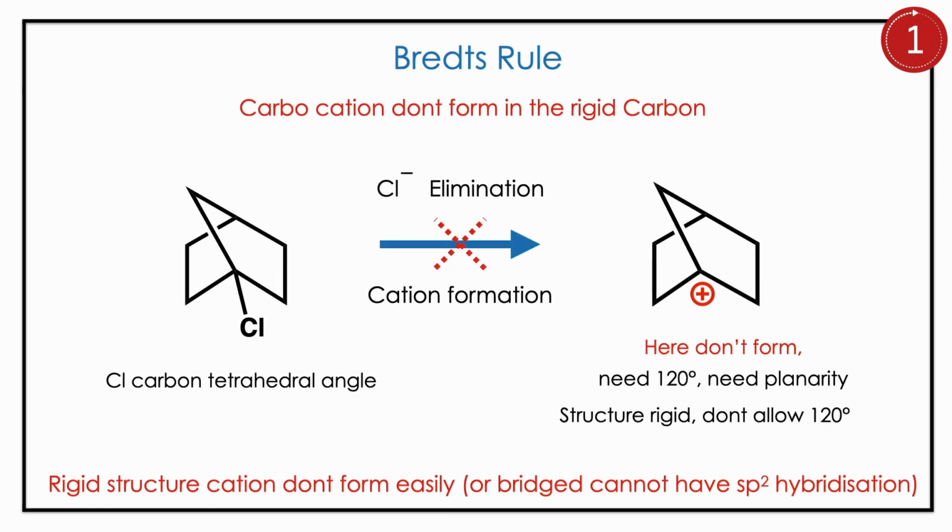Here I have given a bicyclo compound. There is a chance of forming a cation. The problem is the rigid structure, because the hybridization changes from sp3 to sp2. It needs 120 degrees. Because chlorine is eliminated as Cl minus, a cation should form. The cation needs 120 degrees and planarity. Here the cation never forms at all because of the non-planar structure. That is Bredt's rule: carbocations don't form at a rigid bridgehead carbon.